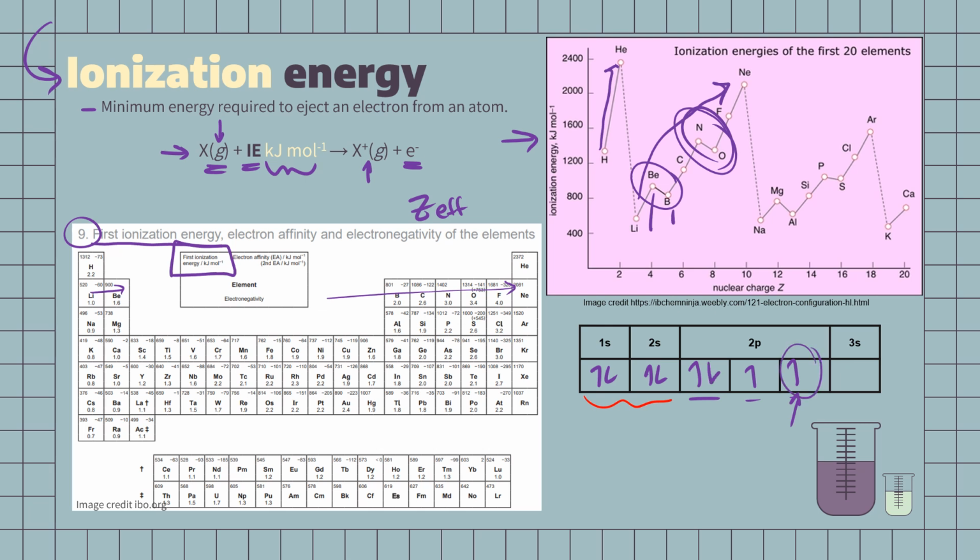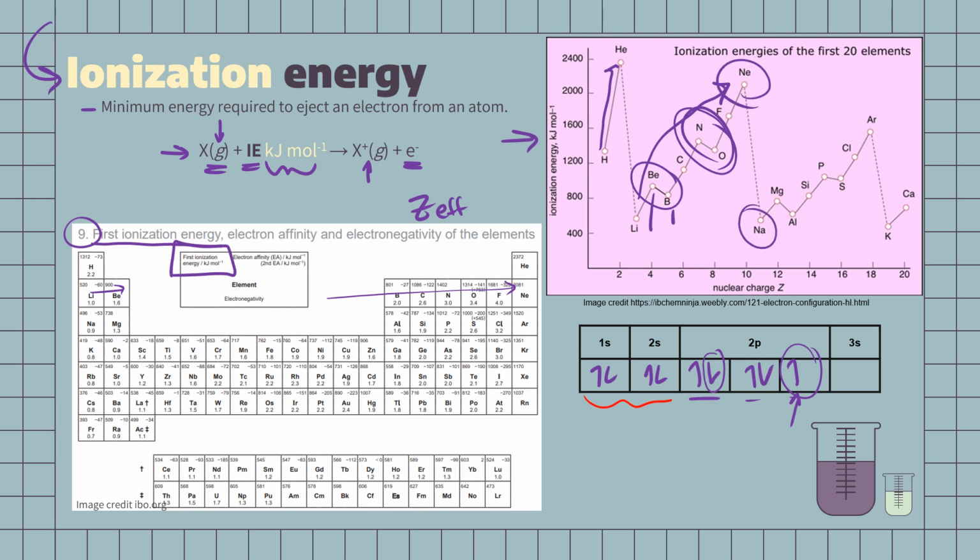When I add that second electron into this orbital, it actually makes it a little bit less stable, which means it's easier to steal that electron away from oxygen. Super interesting, right? Now, what about going from neon down to sodium?